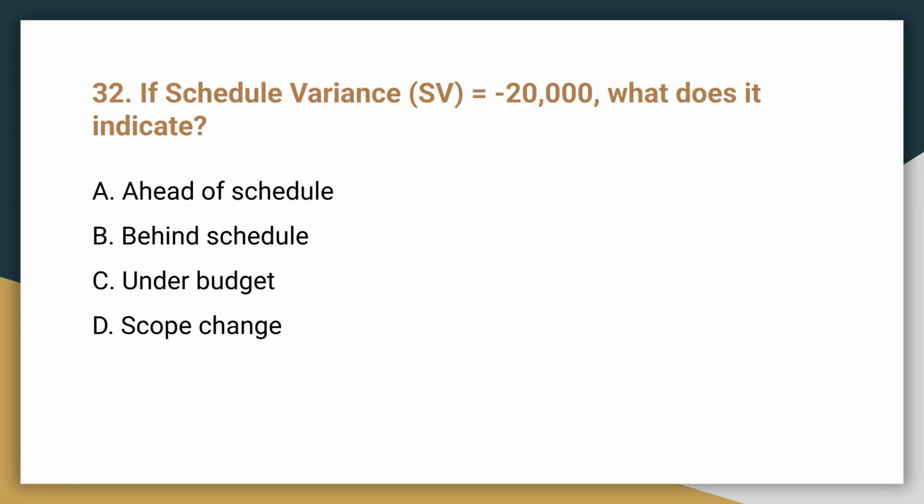Question 32. If schedule variance, or SV, equals minus $20,000, what does it indicate? The answer is B, behind schedule. A negative schedule variance means less work has been completed than planned by this point.